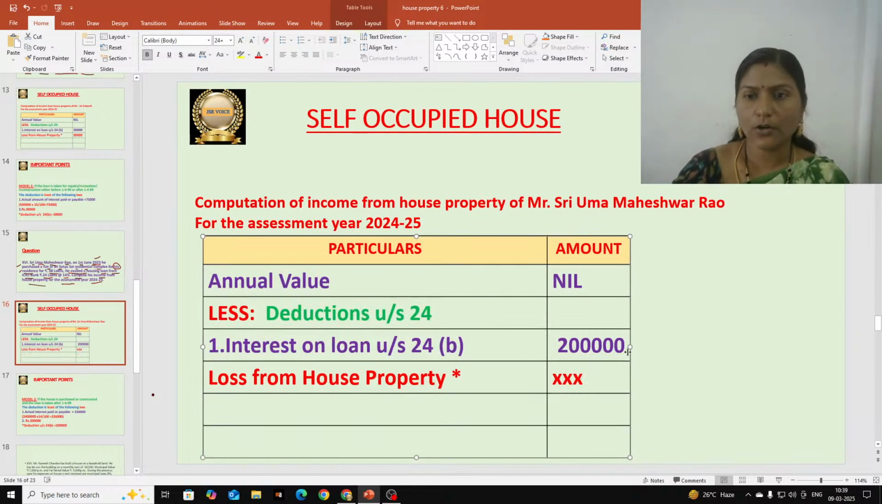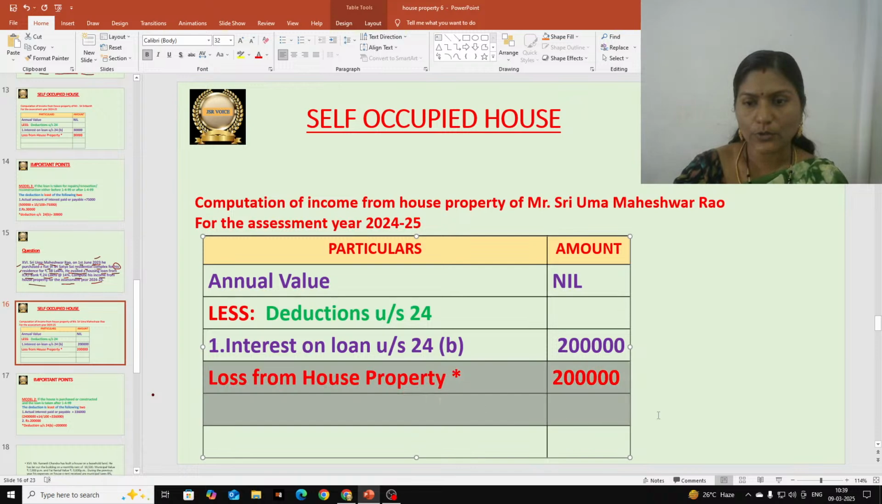Interest on loan is how much? 2 lakhs. Okay. So from nil, if you deduct 2 lakhs rupees, how much will you get? Minus 2 lakhs actually, but don't write minus 2 lakhs, you write 2 lakhs. But this is not profit, this is what? Loss from house property. So loss from house property is how much? 2 lakhs. Okay. So this is how we do the solution.